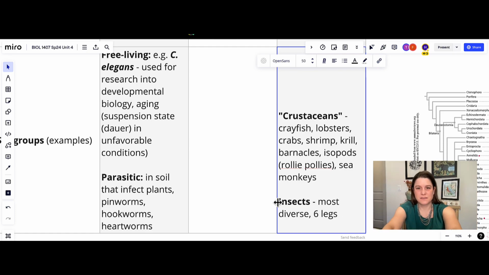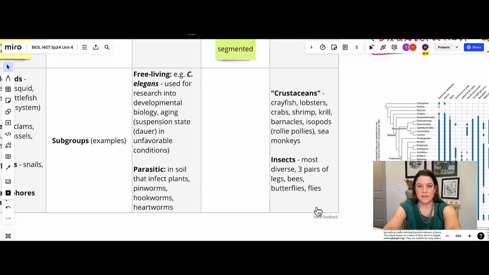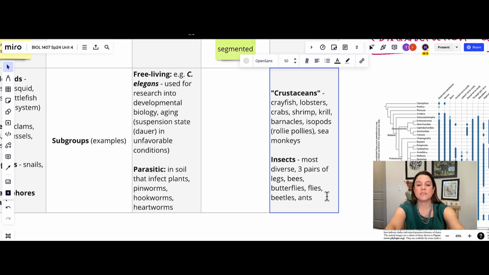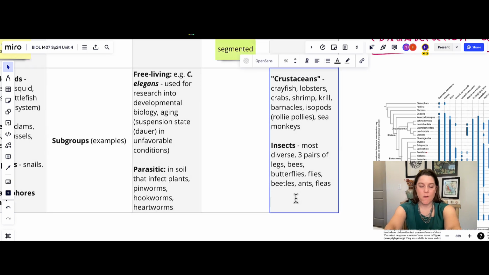6 pairs of legs. Not 6. 3 pairs of legs. 6 legs total. Yeah, hexapods. So anything you're seeing with that. So, what do we have? Bees, butterflies and moths. We've got flies, ants, beetles, the most diverse group. All kinds of things like that. Fleas. Roaches, which are along the beetles' lines.